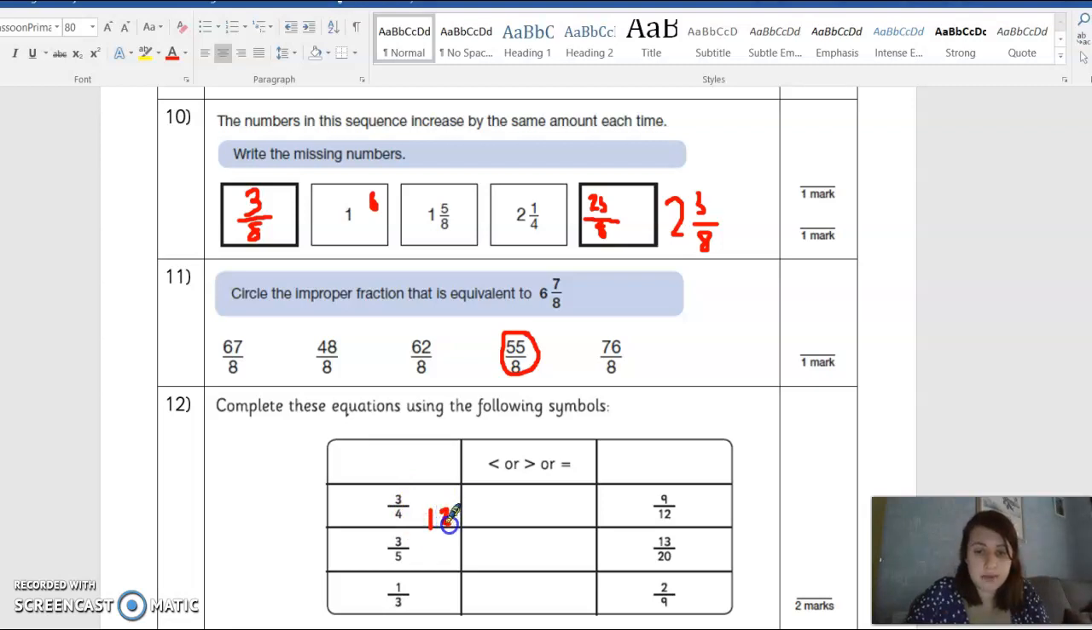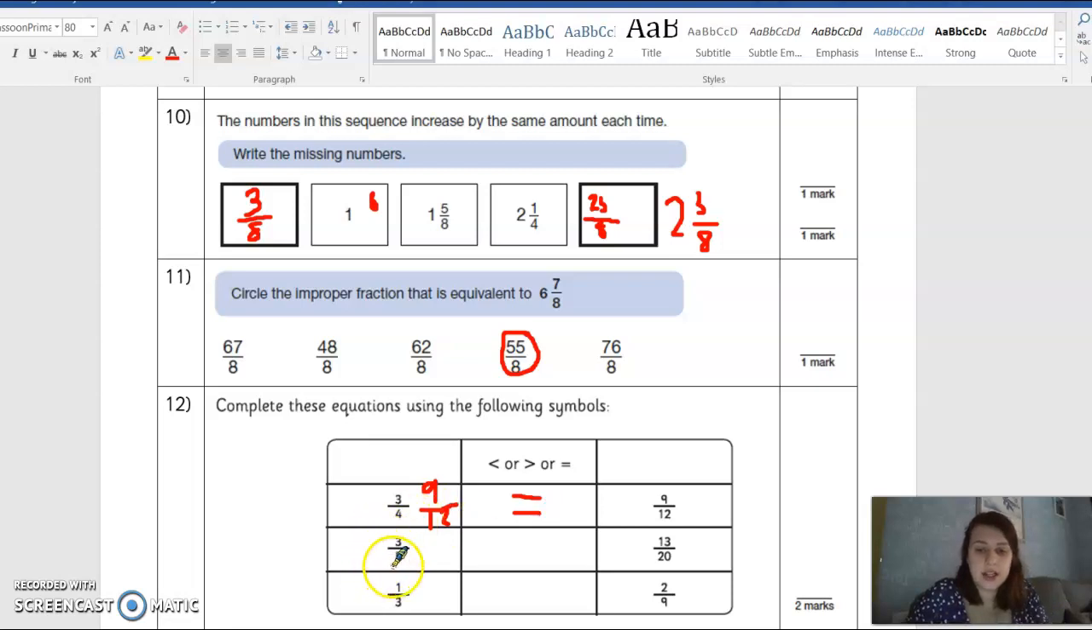So this would become 12. Now, if I've timesed 4 by 3, I need to times 3 by 3 as well. So that'd be 3, 6, 9. So 3/4 is the same as 9/12. So now I've got 9/12 on this side, 9/12 on this side. I know that they are exactly the same because they're the same fraction. So they are equal to each other.